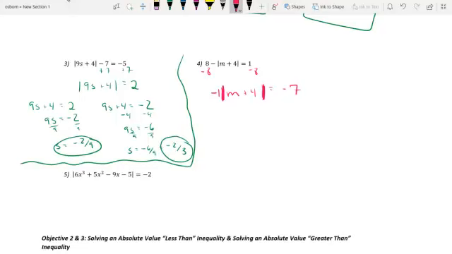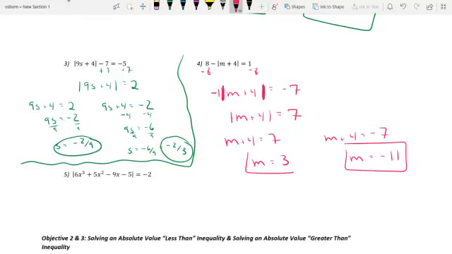So I'm going to divide both sides by negative 1. That gives me the absolute value of m plus 4 is equal to 7. At this point, I can rewrite it as m plus 4 equals 7 and m plus 4 equals negative 7. So I subtract 4, that gives me m equals 3. Subtract 4, that gives me m equals negative 11. So I've got two solutions once again.